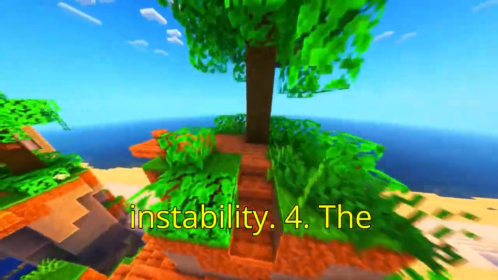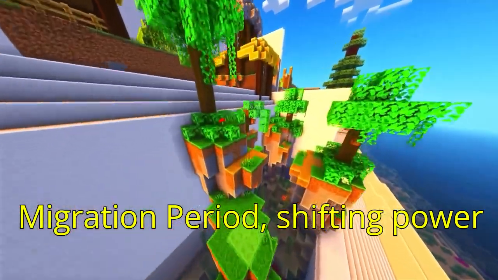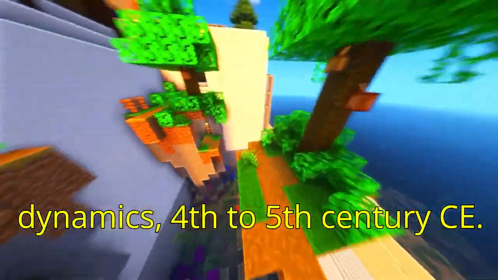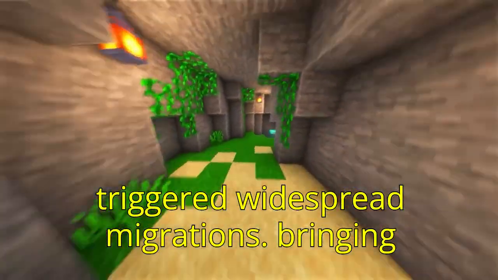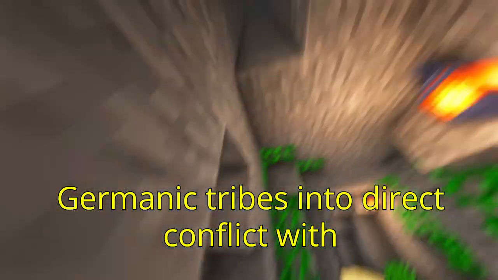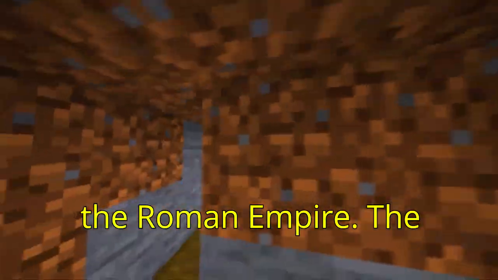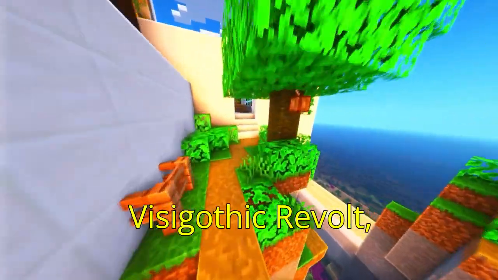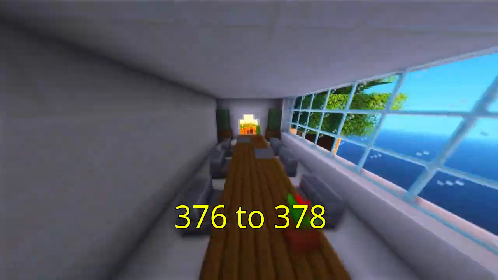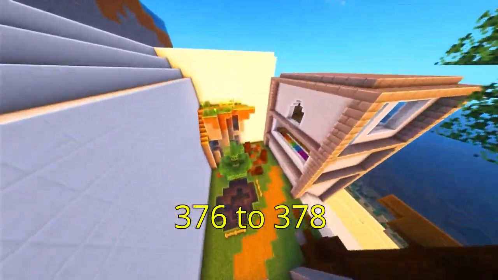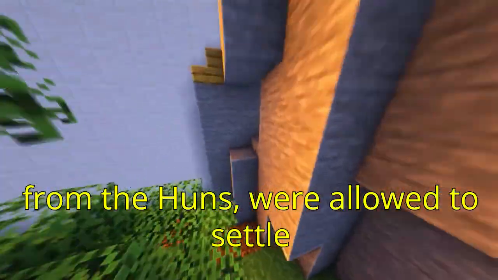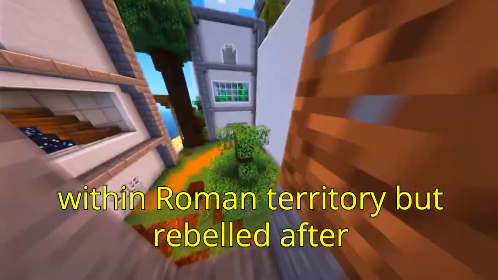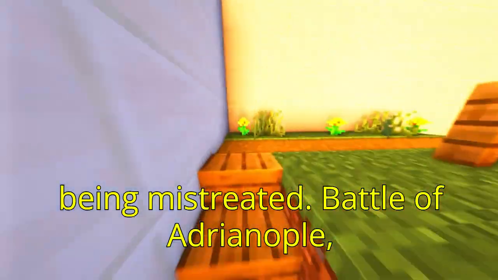4. The Migration Period, Shifting Power Dynamics, 4th to 5th century CE. The arrival of the Huns in Europe triggered widespread migrations, bringing Germanic tribes into direct conflict with the Roman Empire. Key events. The Visigothic Revolt, 376 to 378 CE. The Visigoths, seeking refuge from the Huns, were allowed to settle within Roman territory but rebelled after being mistreated.